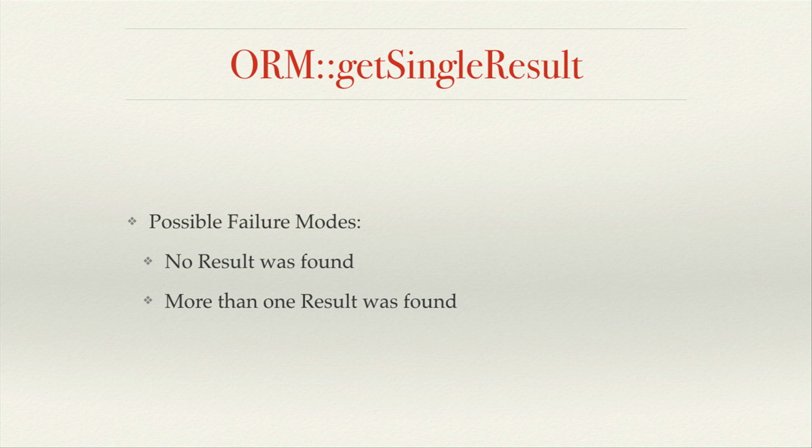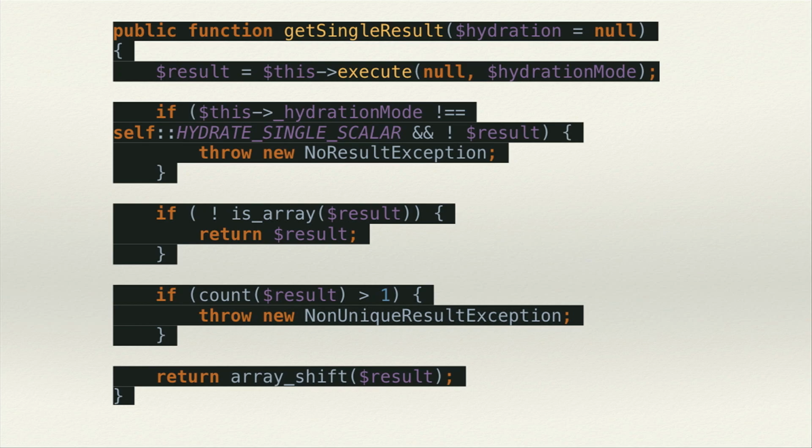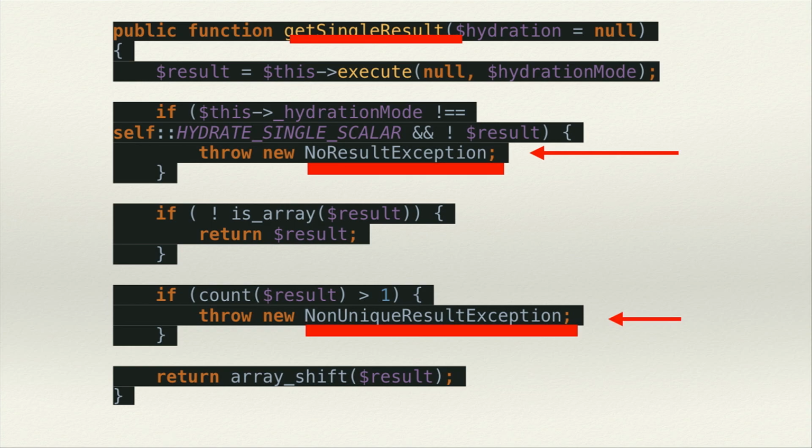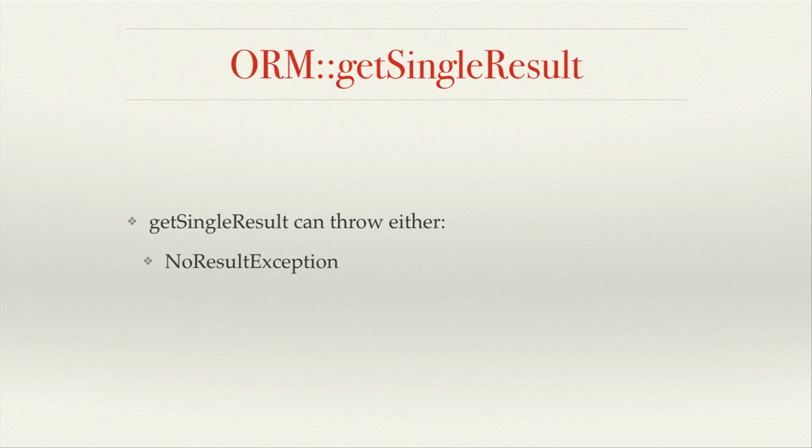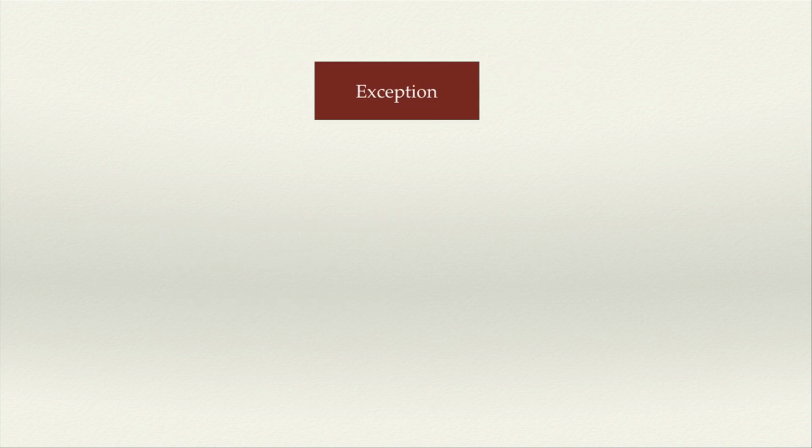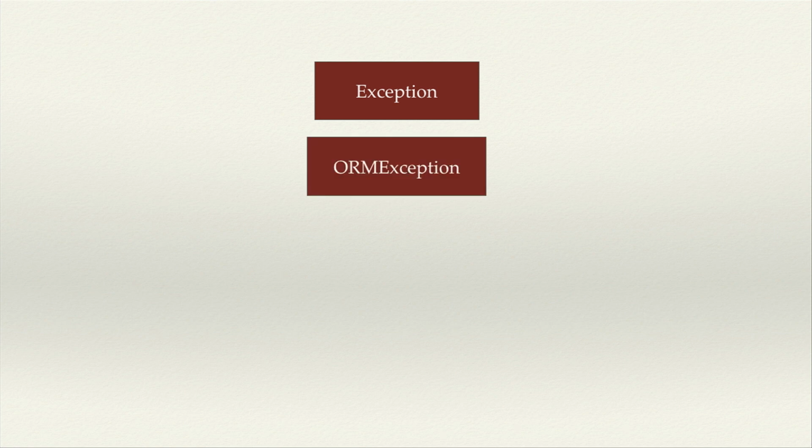This is kind of why the ORM has those two exceptions. So this is some of the source code for getSingleResult inside of the Doctrine ORM. You can see that here it will throw that no result exception, and then here it will throw that non-unique result exception. So for those two error cases, Doctrine can return a no result exception or a non-unique result exception. Okay? So if you look at the class hierarchy, you have PHP's exception class, and their base exception class is called ORM exception.